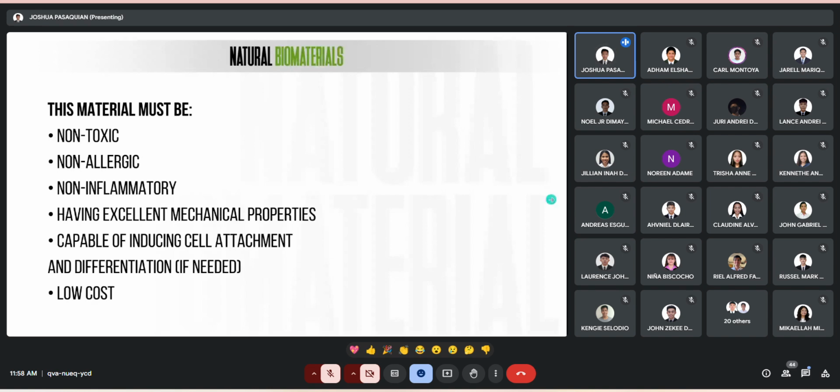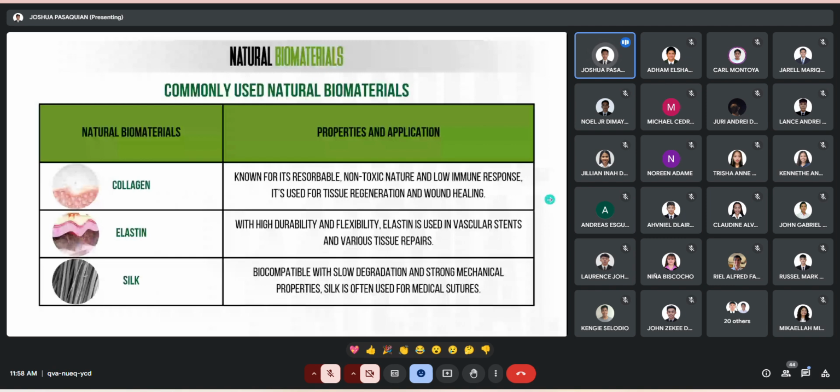Now, here we have the commonly used natural biomaterials and their properties and applications. First we have collagen, known for its resorbable, non-toxic nature and low immune response. It is used for tissue regeneration and wound healing. Second is elastin. With high durability and flexibility, elastin is used for vascular stents and various tissue repairs. Next is silk. Biocompatible with slow degradation and strong mechanical properties, silk is often used for medical sutures.